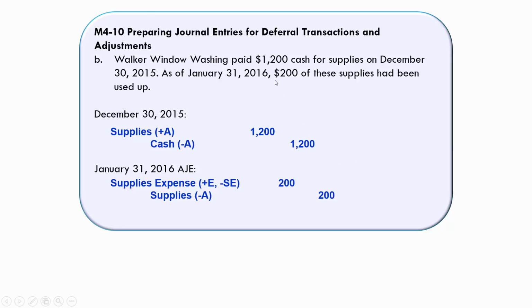I think that in our PowerPoints previously, we talked about how much supplies were on hand. In this case, they could have said $1,000 of the supplies were on hand. Then we would have done the same journal entry. $1,000 of the supplies on hand or 200 used up in this case would mean the same thing.